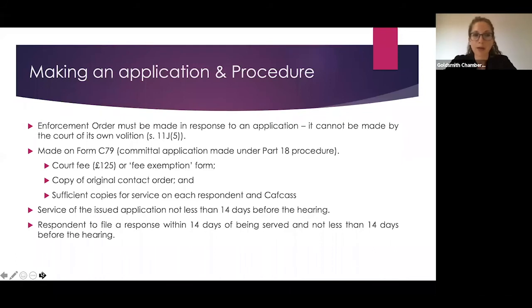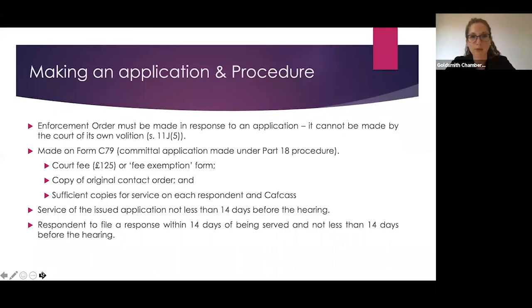An enforcement order should be made on an application form C79. That form covers both an application for an enforcement order and also an application for an order for financial compensation. I'll come on to an order for financial compensation in due course in this webinar. You'll note an application for committal for breach of an order is made under a separate procedure. That's the Part 18 procedure, and really that application will be seen as an application of last resort. You should really be looking to an application for enforcement before you're looking at an application for committal, and there are different considerations that the court will need to look to before it will make an application for committal.